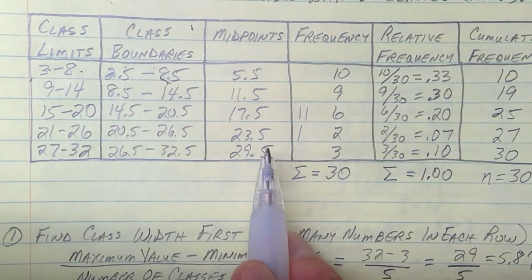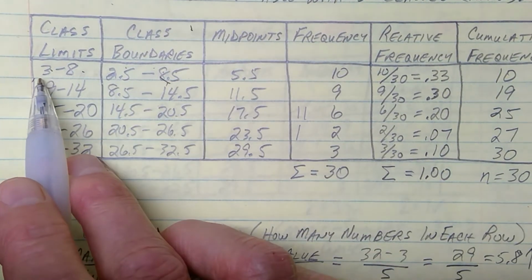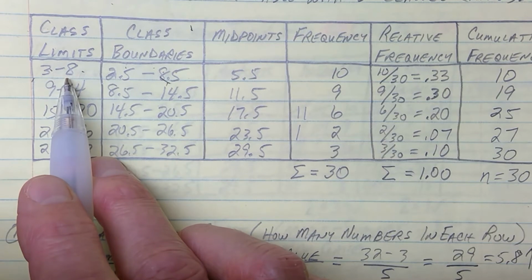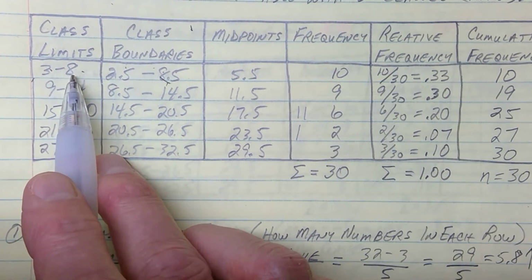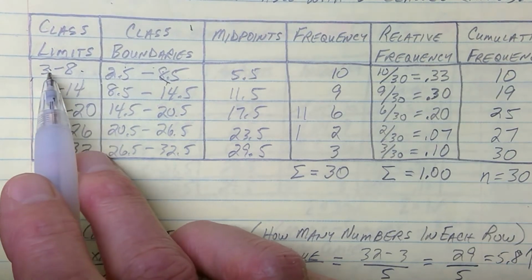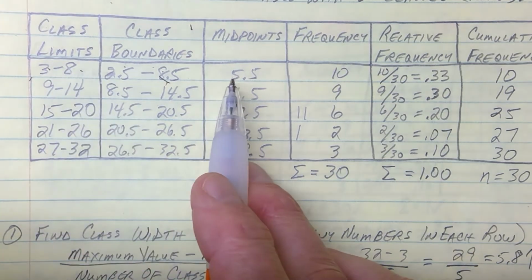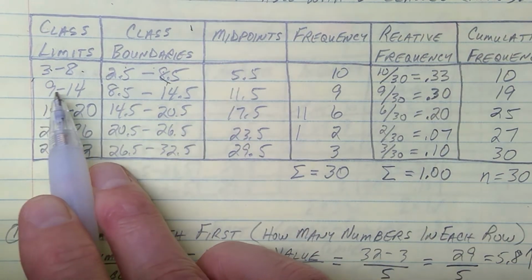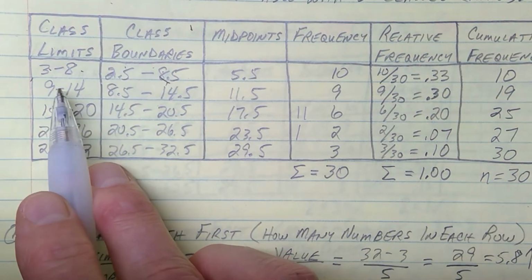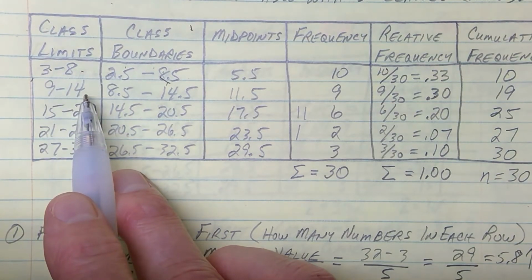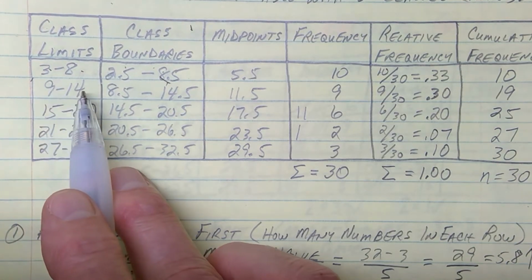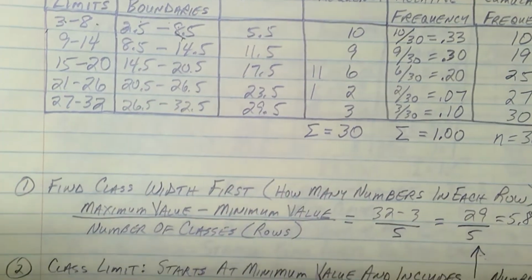All right, next is midpoint, and midpoint is just the halfway point between 3 and 8. We're just going to add those up and divide by 2. If you just do an average, 3 plus 8 is 11, 11 divided by 2 is 5.5. Average these two to find the midpoint, the point that is halfway between 9 and 14. Add those up, that's 25, divided by 2 is 11.5.